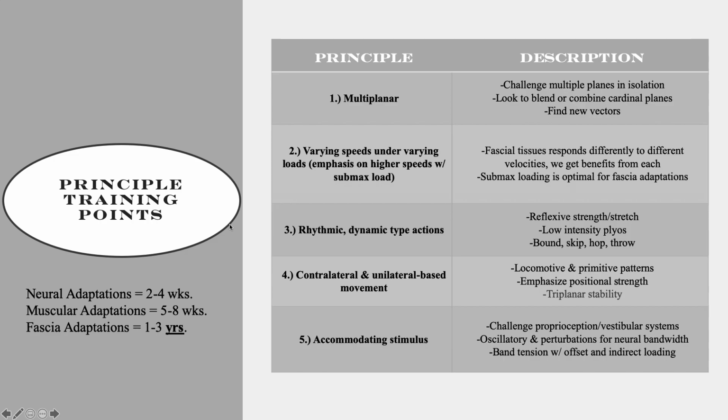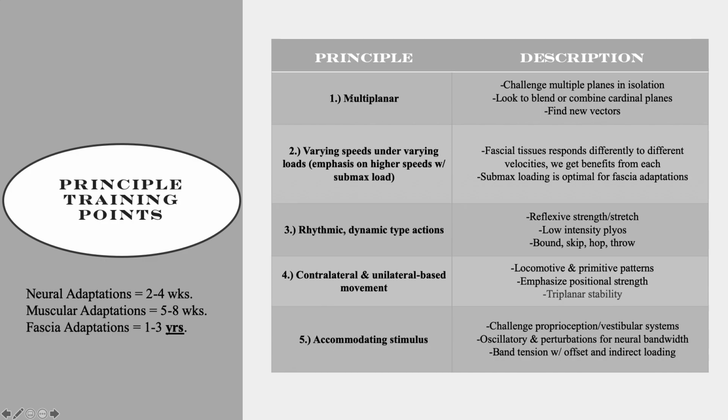So now getting into some of the principal training points here, kind of to set the tone, take a look down in the left corner. If we're looking at neural adaptations, we're looking at about 2 to 4 weeks. Neural adaptations can be pretty quick and pretty responsive. It also detrains quickly, but we can get a neural adaptation pretty quickly. Muscular adaptations, we're looking at about 5 to 8 weeks. For fascial adaptations, we're looking at like 1 to 3 years. So again, a lot of this is really just a component of time and consistency, but just keep that in mind as we're going through these.